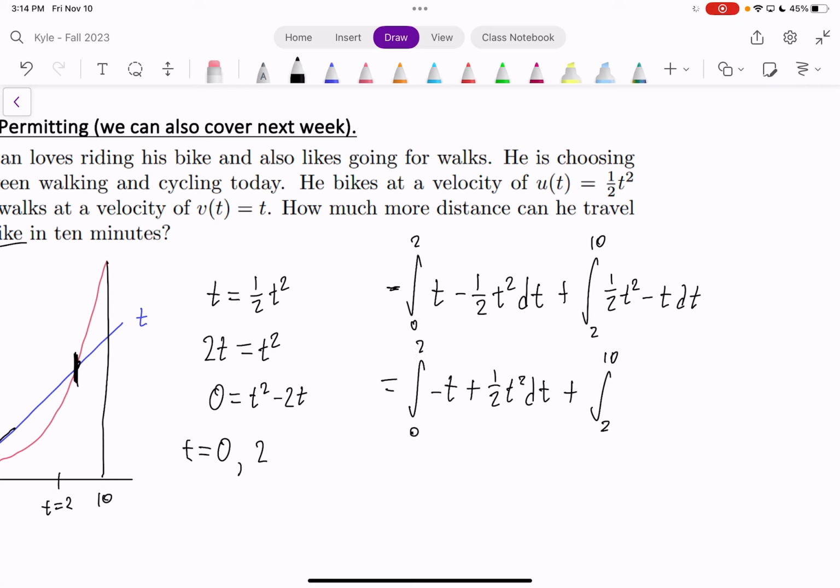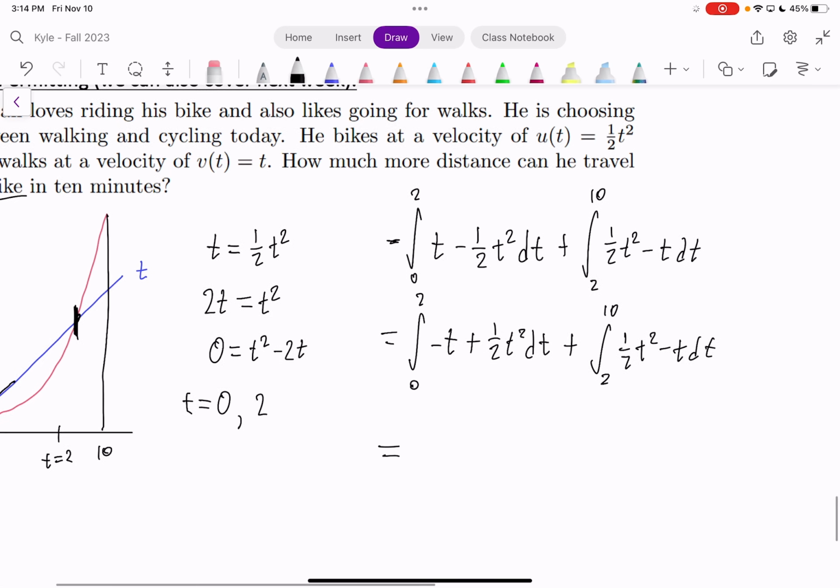0 to 2, and then 0 to 2 of 1/2 t squared minus t. I'm going to have to take a look at this afterwards, but I think this should just be the same integral. So we'll be integrating from 0 to 10 of 1/2 t squared minus t. They're the same integral, right? We have these two things on the inside that are the same. We're joining them from 0 to 2 and from 2 to 10. We'll just combine them into a single integral here.